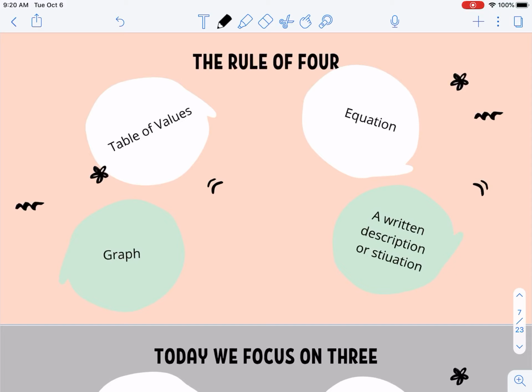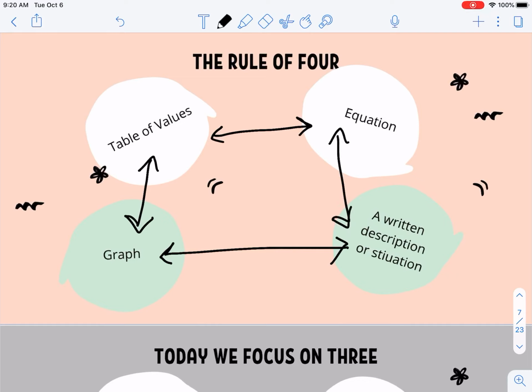So we want to be able to go from a table of values to an equation and back. We want to be able to go from a table of values to a graph and back. We want to be able to go from a written description to a graph, and then also the other direction. And so we start to think of these things as being all related.